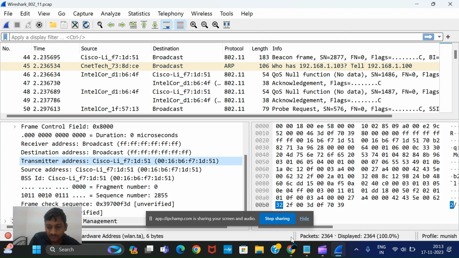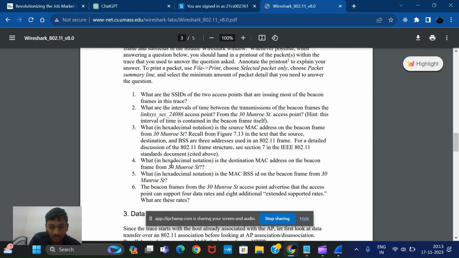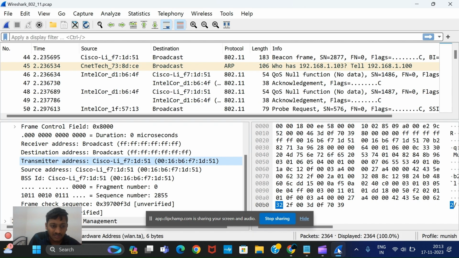And this is the fourth question. What is the destination MAC address in the beacon frame? This is the destination MAC address. You may see here also FFFF. This is the destination. While you go down, this is the transmitter address. Both are shown, transmitter address and destination address.